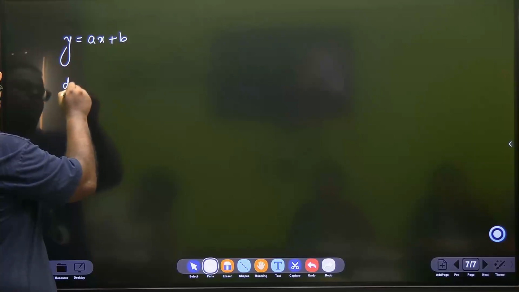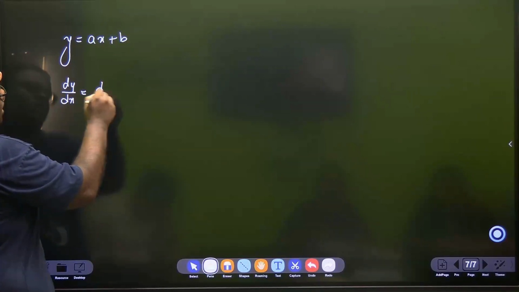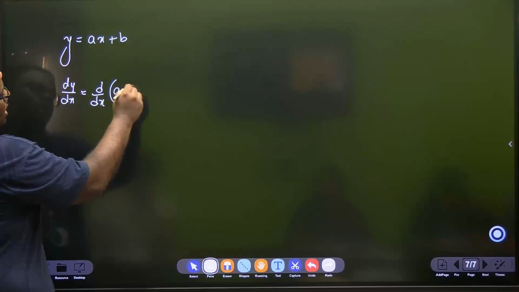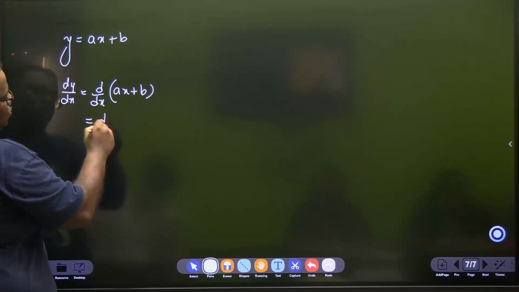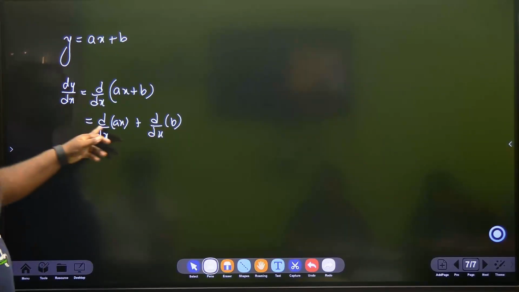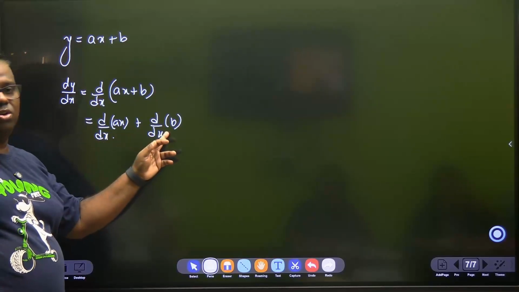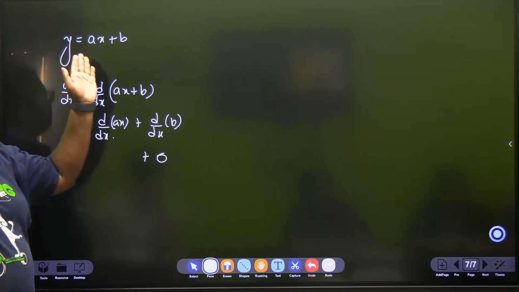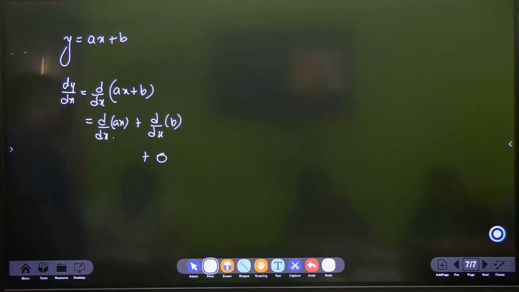Now let's see something more. I have got a function y equal to linear function ax plus b. Right? The derivative of this function dy by dx is nothing but calculating the derivative of this whole ax plus b. Differential calculus allows me to break and do the derivatives separately. This is still a function of x. This is a constant. This will come 0.